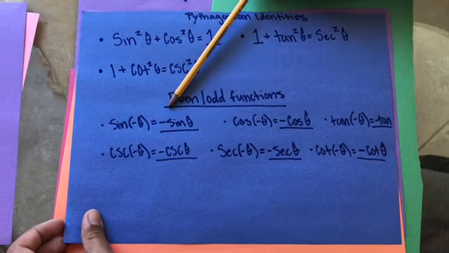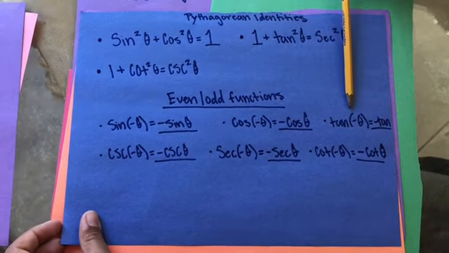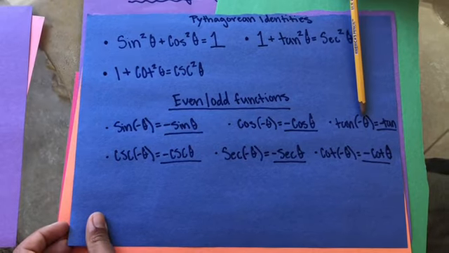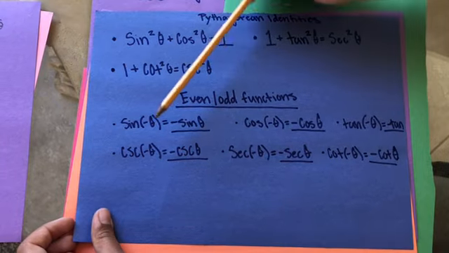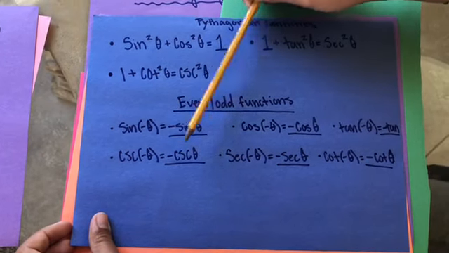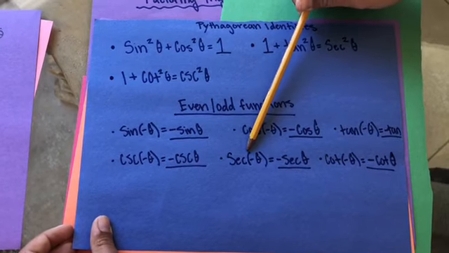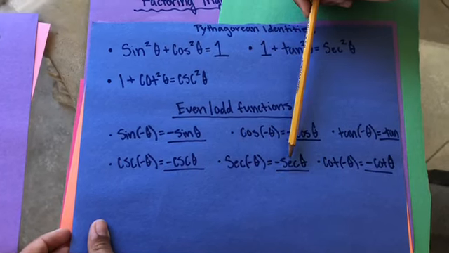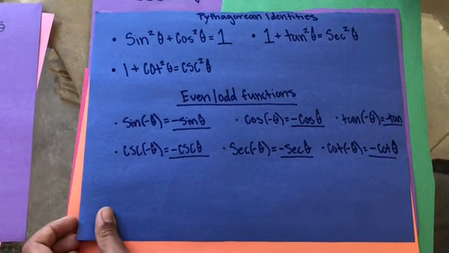For these functions, sine of negative theta is negative sine. Cosine of negative theta is positive cosine. Tangent of negative theta is negative tangent. Cosecant of negative theta is negative cosecant. Secant of negative theta is positive secant. And cotangent of negative theta is negative cotangent.